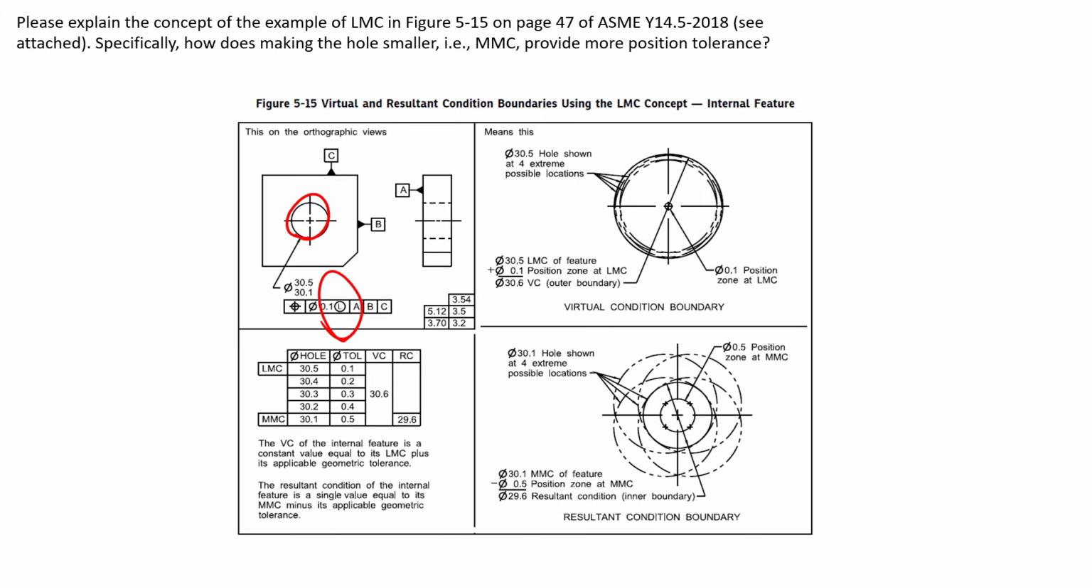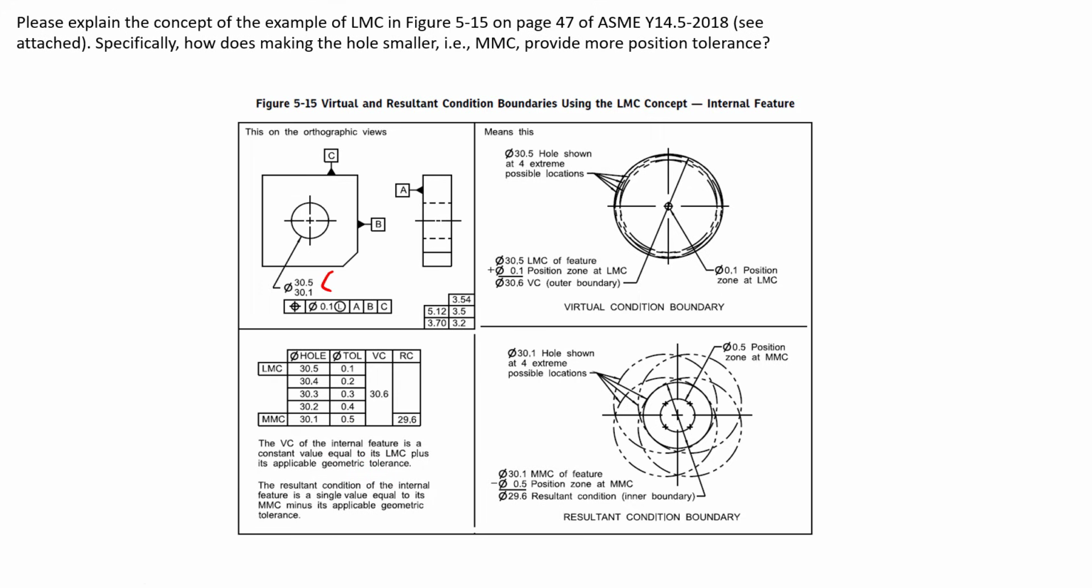Here we see the LMC modifier being used on this simple hole. What it's telling us is that we will always get 0.1 of position tolerance when we measure at LMC, the listed modifier, that's 30.5 based on this value here. Now, if we deviate away from that, we get bonus tolerance. So we might get up to a total of 0.5 position tolerance because we could get an additional 0.4 of bonus from our size. So let's dissect that.